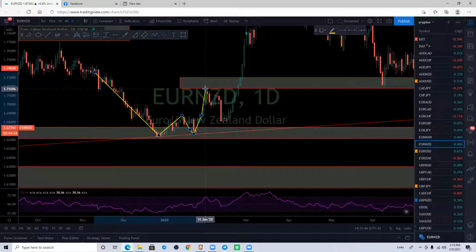Price went up to the next zone. Came back down. We got engulfing right here, but it was overtaken. We have another double top. It's a price action pattern.